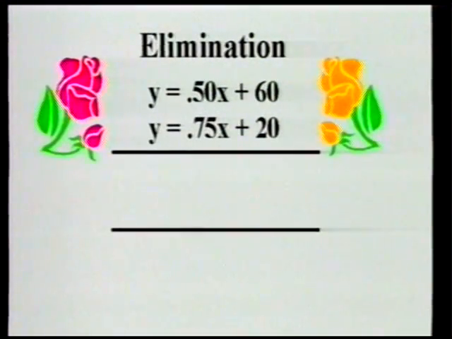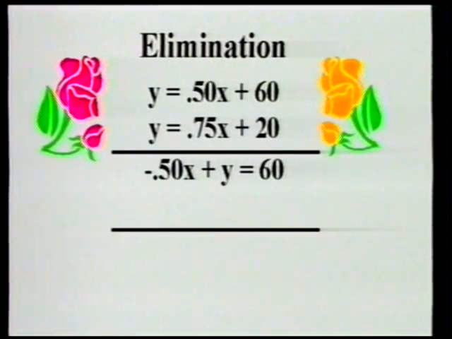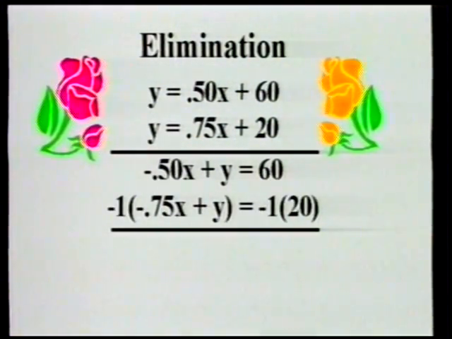Now let's take a look at the process of elimination. Elimination is when you add or subtract the equations to eliminate a variable. We'll need to change these equations to fit the elimination process. To do that, we take the first equation and move the 0.5x to the other side of the equal sign, resulting in negative 0.5x plus y is equal to 60. When we move the 0.75x to the other side of the equal sign to change the form of this equation, just as we did the first equation, we result in negative 0.75x plus y is equal to 20.